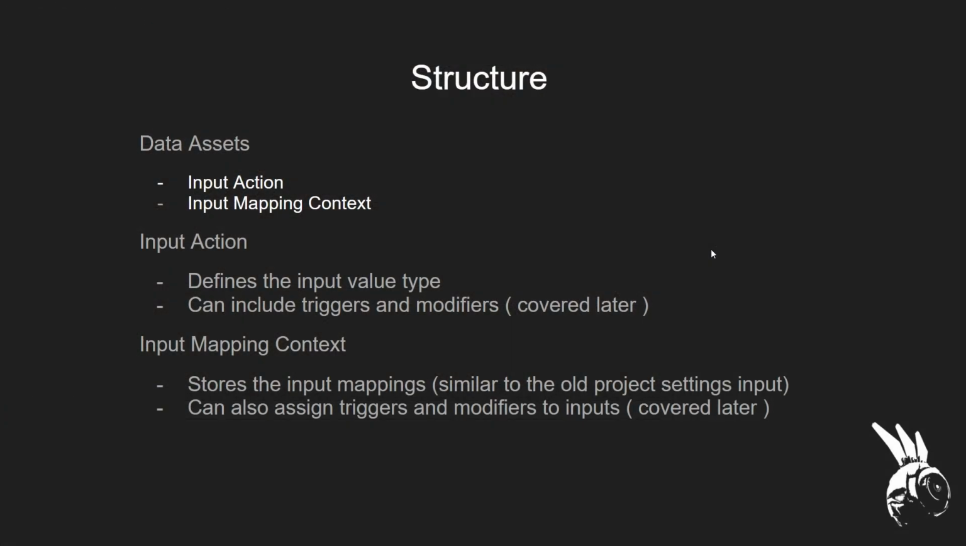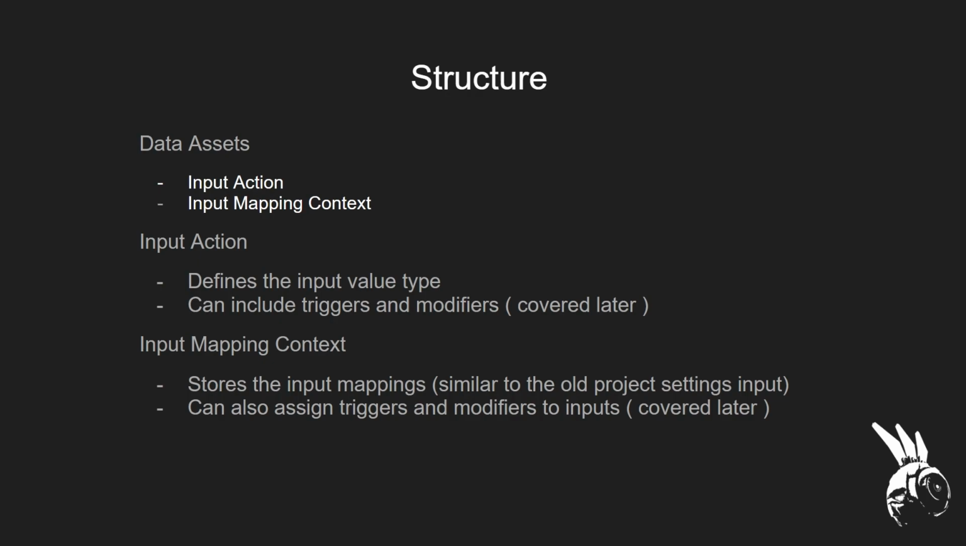So enhanced input consists of 2 main data classes to consider when setting it up. The first one's input action, second one's the input mapping context. So the input action just defines the input value, and you can also include triggers and modifiers in an input action itself, which we'll cover later. And the input mapping context is what stores the actual key input mappings for this action. Similar to what you used to set in the project settings in the old setup, what key does what, and you'd set the inputs in there and stuff like that.